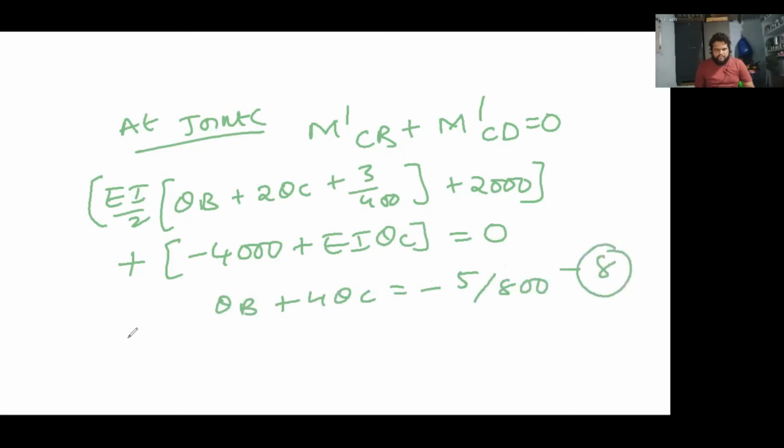So what is our equation number 7? Our equation number 7 is nothing but 4 theta B plus theta C equal to minus 3 by 400.